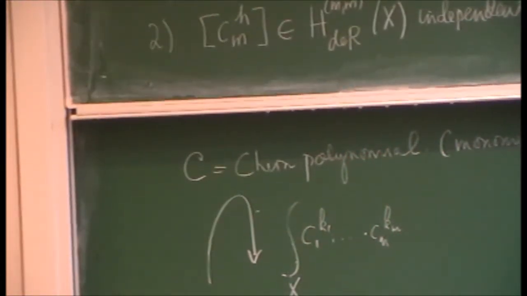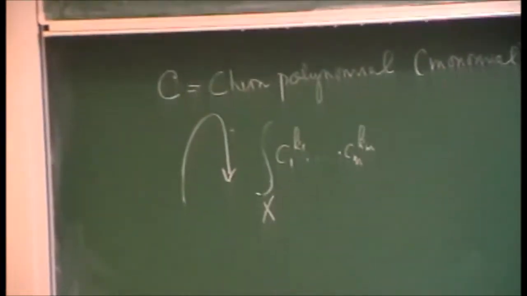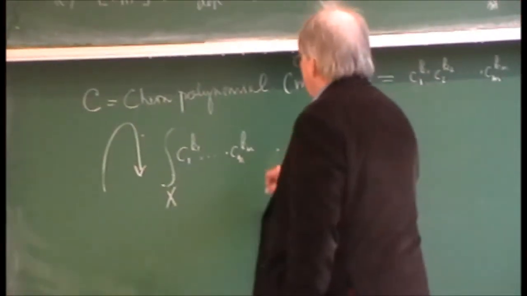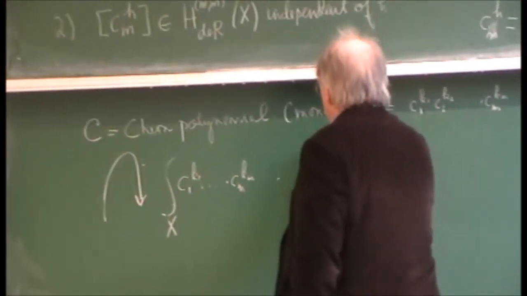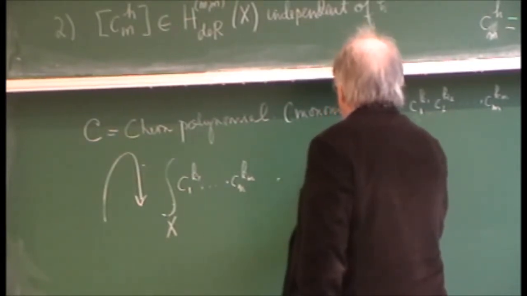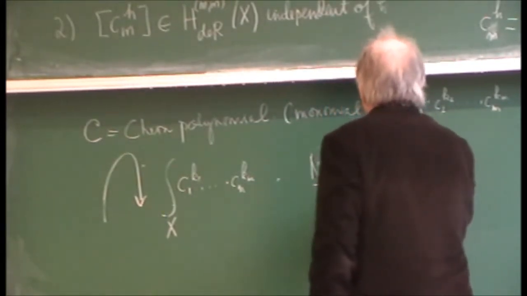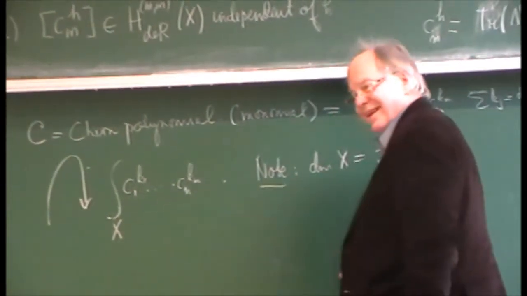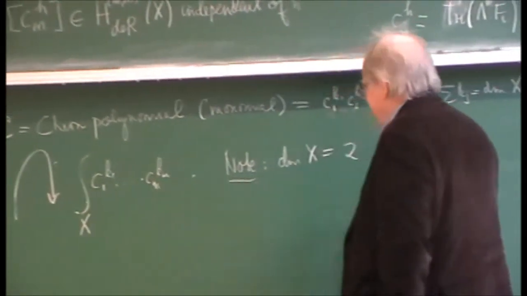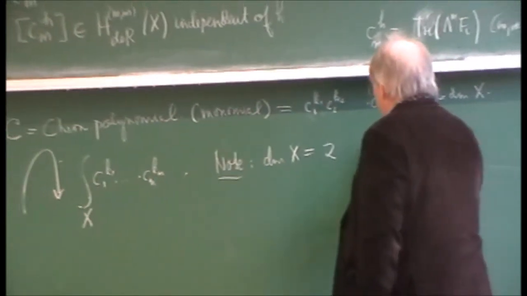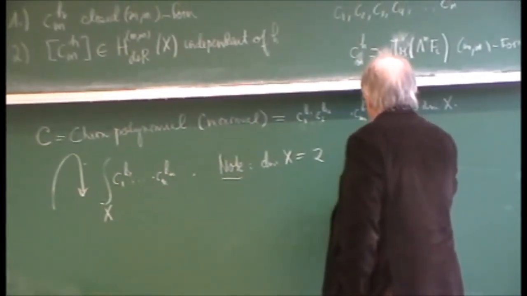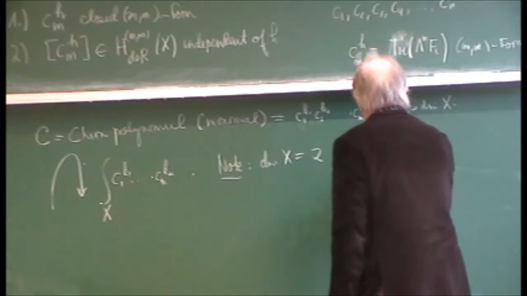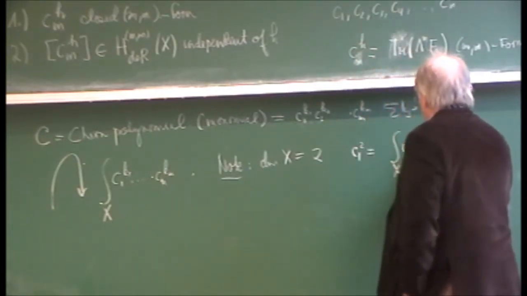So you get a huge number of numbers here. Now, of course, there's some repetition, but note in dimension 2, there are really only two numbers. These numbers, C1 squared, you mix the notation, it's the integral of C1 wedge C1.